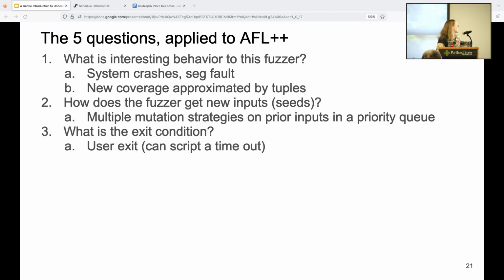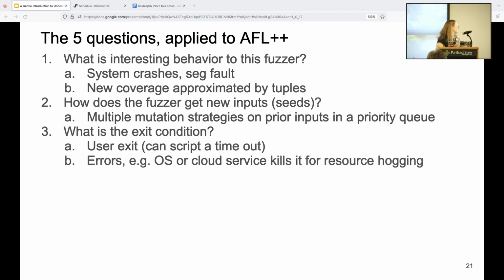And then its exit condition. Well, technically, it's user-initiated exit. Most people script it. I use it in a benchmark, so I just plug into the benchmark parameters: please run my test for 24 hours. Okay, thanks, bye. But the other thing I often see that isn't talked about is your fuzz job gets killed for resource hogging. If you're going to fuzz in the cloud or on hardware that's not yours, you might see this one a lot more often. So I'm going to warn you that that one's out there.